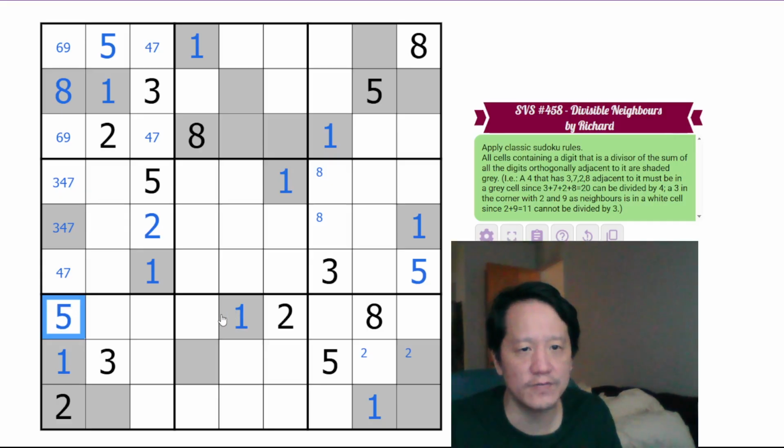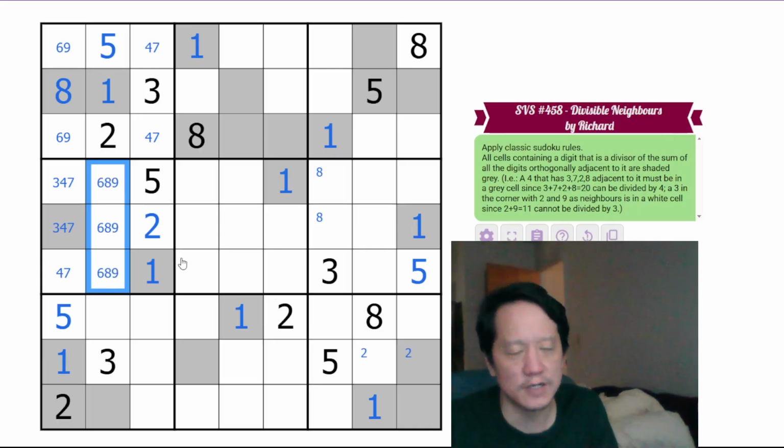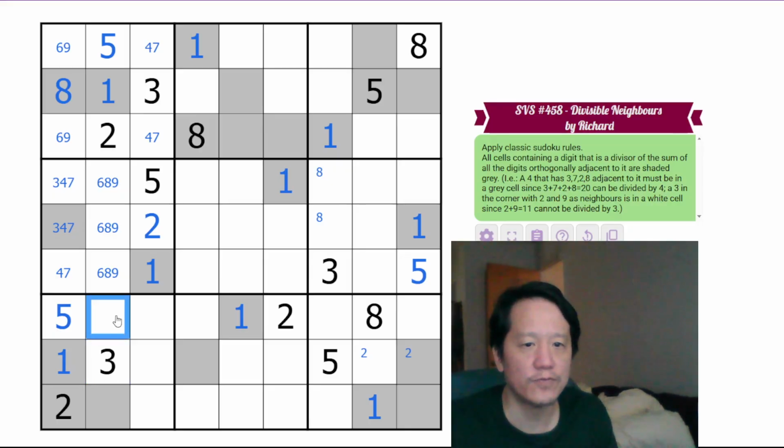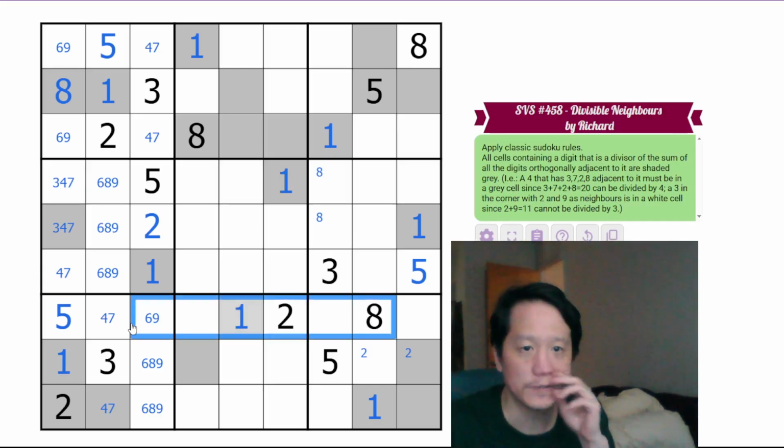It's 5. Remaining digits in box 4 are 6, 8, and 9. Remaining digits in column 2 are 4 and 7. Remaining digits of column 3 are 6, 8, 9. No 8 here because of 8 in the row.